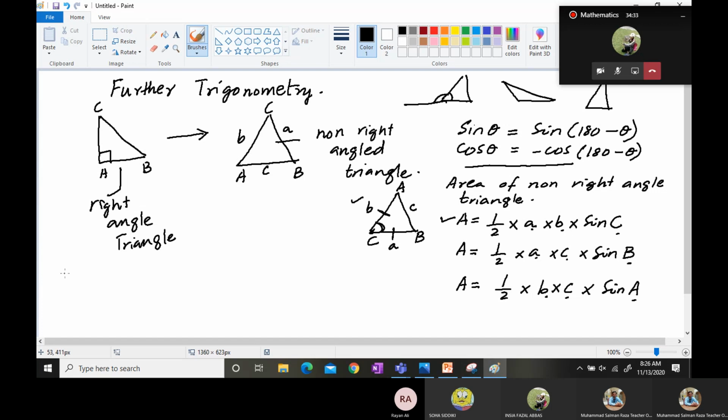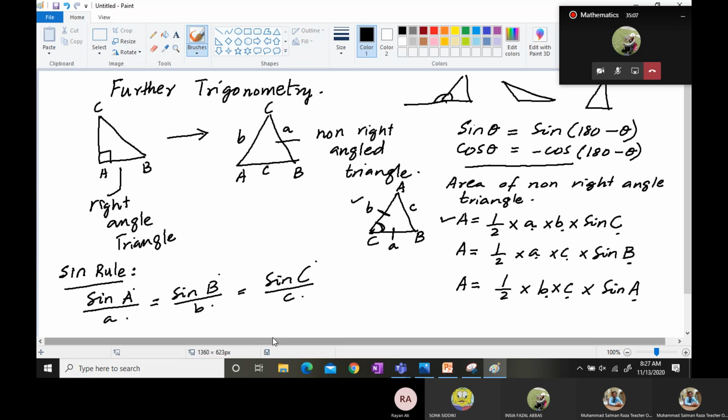Then we study the concept of taking out any of the unknown side and angle, and there we study about the sine rule. The sine rule is basically the combination of ratios. Sine A upon A is equal to sine B upon B is equal to sine C upon C, where again the capital letters will denote the angles and the smaller letters will denote the sides. So this is how we study the sine rule.